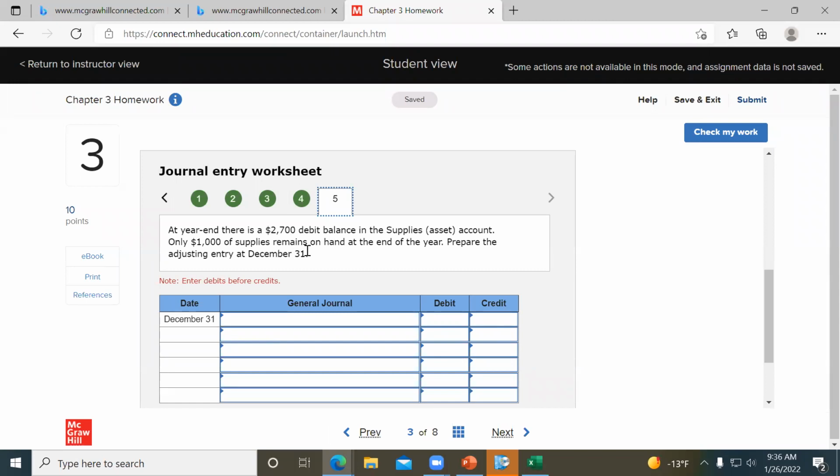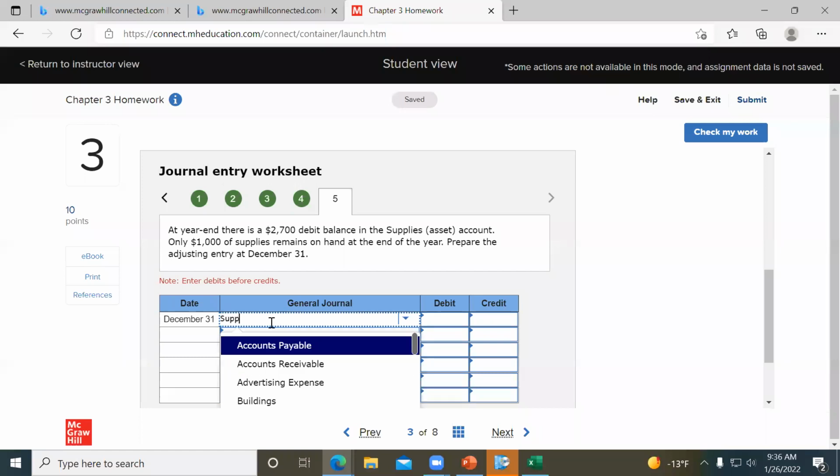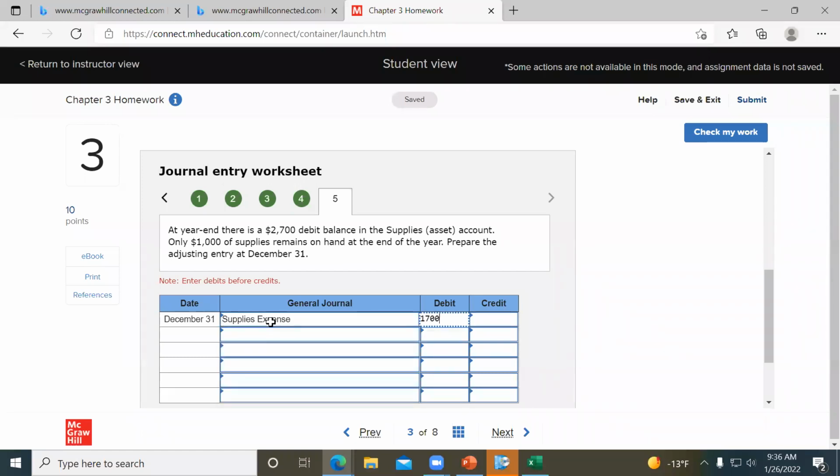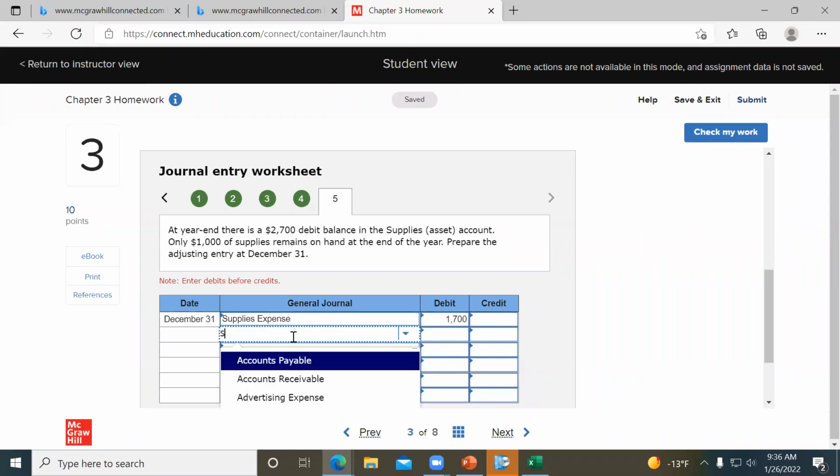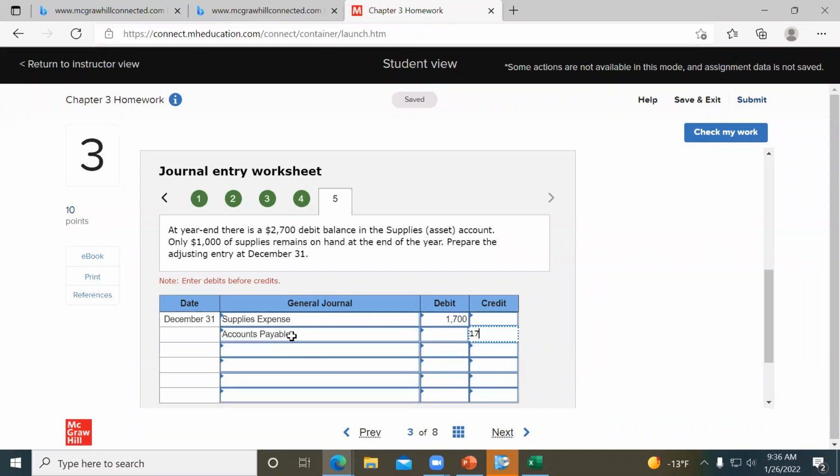Next, number 5 says, at year end, there is a $2,700 debit balance in the supplies account. Only $1,000 of supplies remain on hand at the end of the year. What are we going to do here, guys? What will we debit? What will we credit? Supplies expense and supplies. We debit supplies expense for how much? $1,700. And we credit supplies at $1,700.